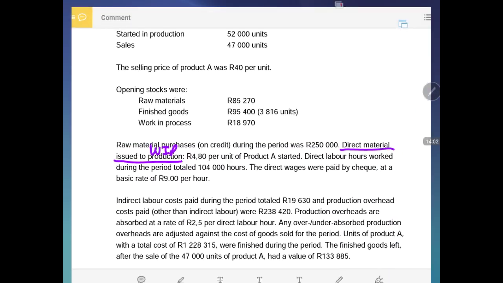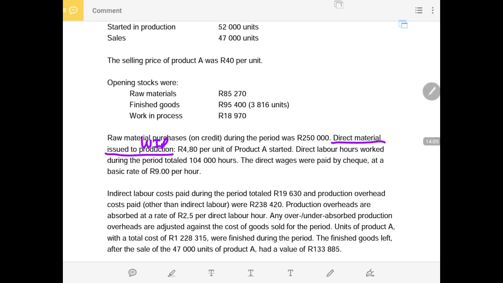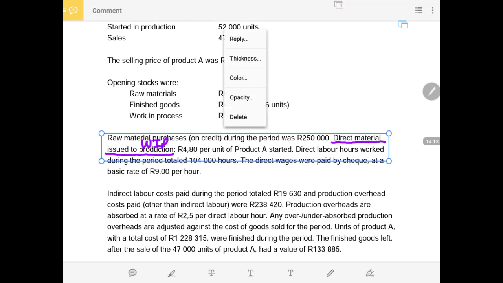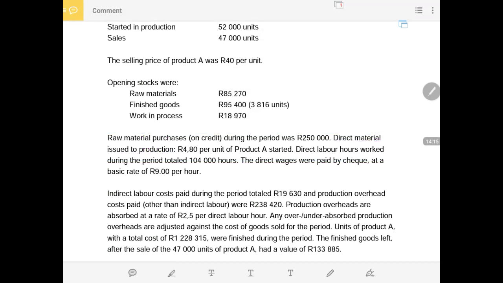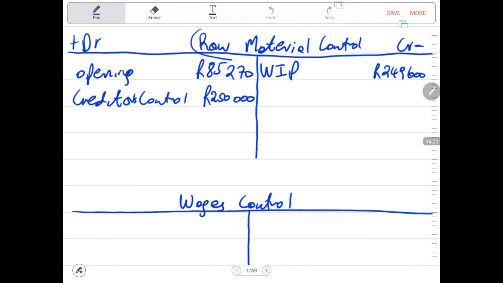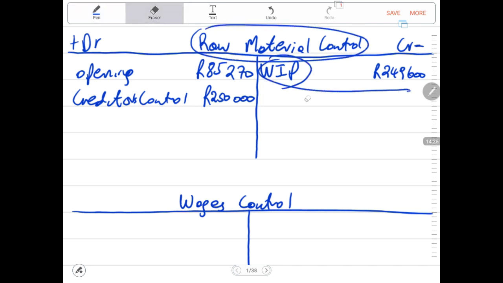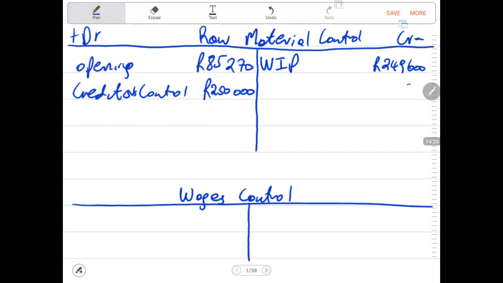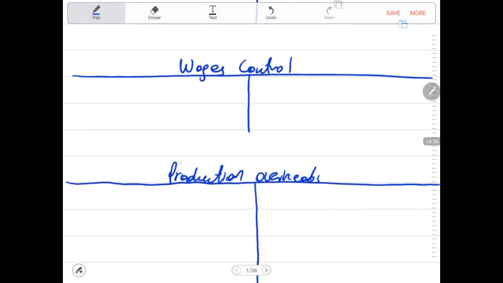Then we now come to the other information. Remember, they did not tell us about the indirect material. They only told us about the direct material. And I want to emphasize the fact that the issue of the direct material from the material control account goes straight to the work in progress. But the minute it is indirect material, that will be transferred into a different department, which is the manufacturing overheads account. That is where the indirect material gets to be recorded.